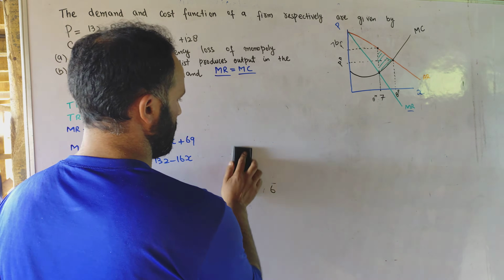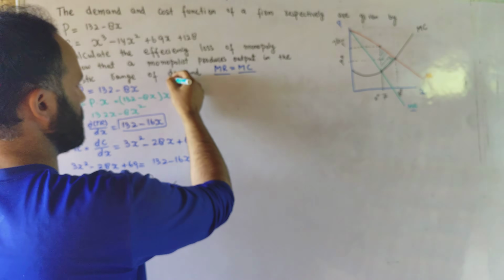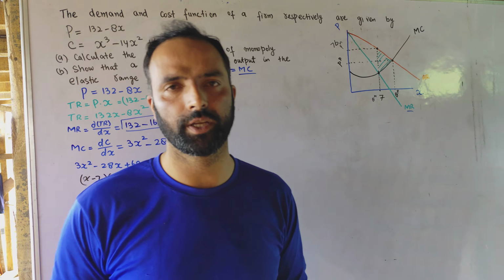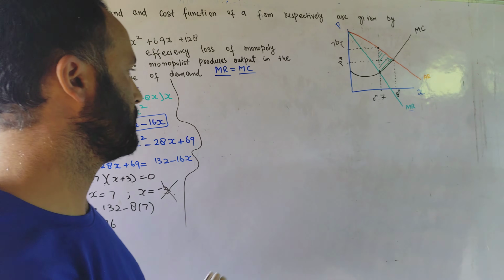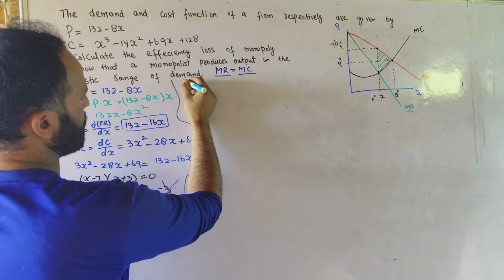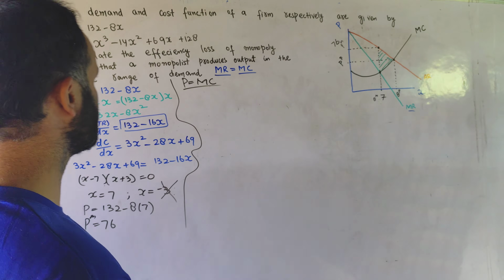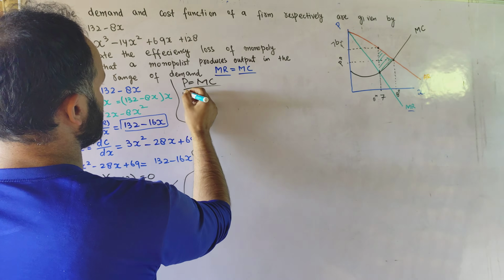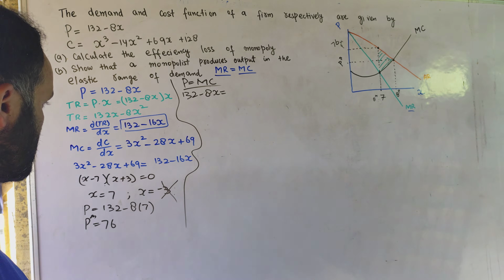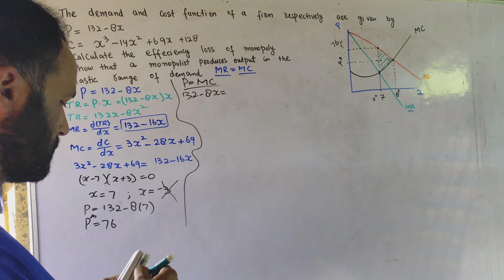We need to solve for the output produced in case of perfect competition. Then we can find out the efficiency loss. We have to compare that with the monopoly. So in case of perfect competition, we know price is equal to marginal cost. Let us equate the price and marginal cost function. So P is 132 minus 8x, and we equate it with the marginal cost that we have calculated. So this is our marginal cost function.